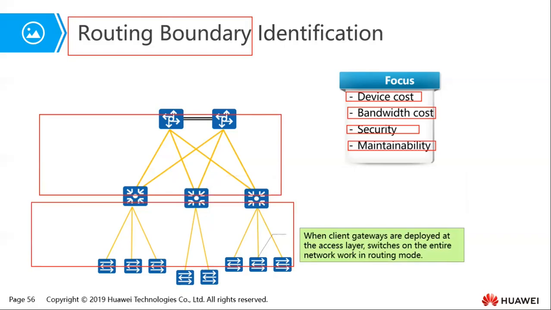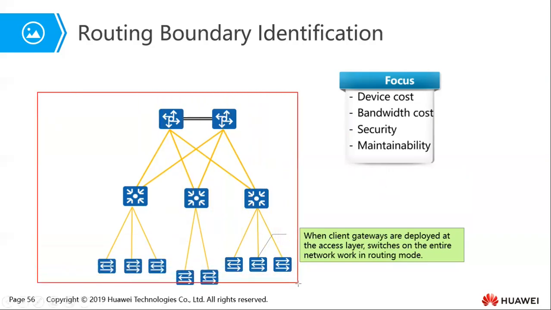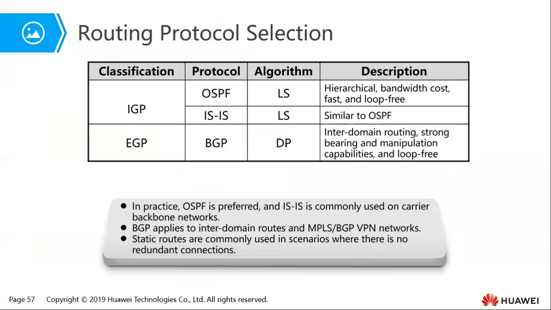On the other hand, when client gateways are deployed at the access layer, switches on the entire network work in routing mode. So what does that mean? If the access switches are layer 3 switches working in layer 3 mode, then the entire network is in routing mode. So that has issues, for example, with maintainability and so on. It really depends on what you want, but you should take cognizance of some of those factors.